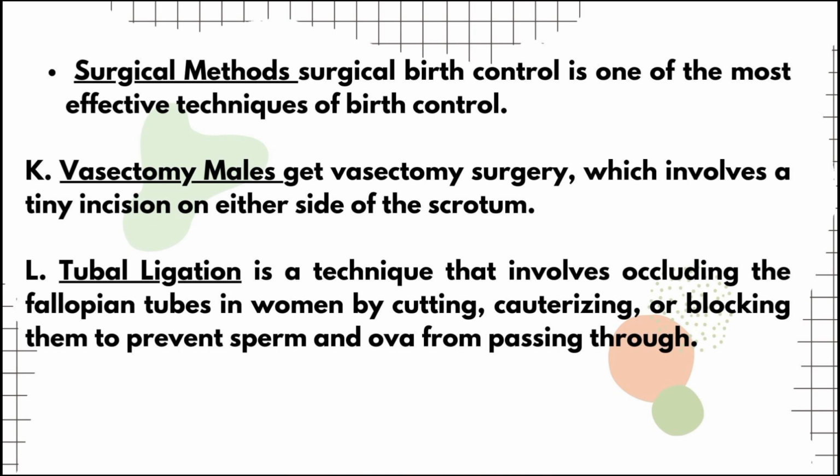And the second and last type of surgical methods is the tubal ligation. When you say tubal ligation, it is a technique that involves occluding the fallopian tubes in women by cutting, cauterizing, or blocking them to prevent sperm and ova from passing through. Tubal ligation prevents an egg from traveling from the ovaries through the fallopian tubes and blocks sperm from traveling up the fallopian tubes to the egg cell. 2 to 3 days after this procedure, the lady can resume her sexual activity.